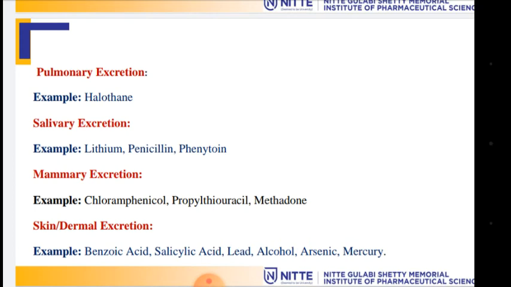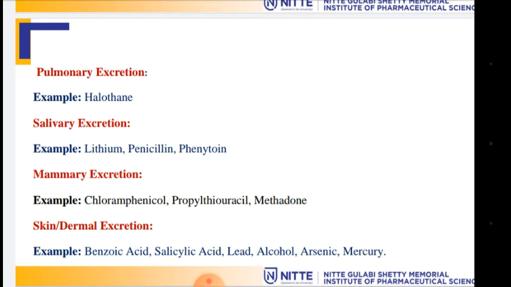Then mammillary excretion. Excretion of drugs in milk is a passive process and is dependent on pH, molecular weight, lipid solubility, and degree of ionization. Free unionized lipid soluble drugs diffuse into the mammillary alveolar cells passively. Examples are chloramphenicol, propylthiouracil, methadone. These are some of the examples.